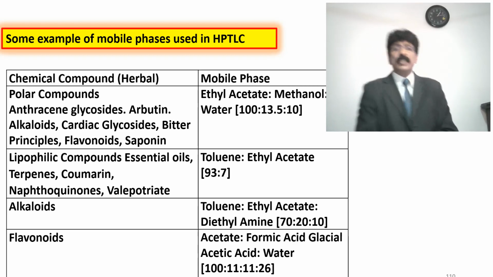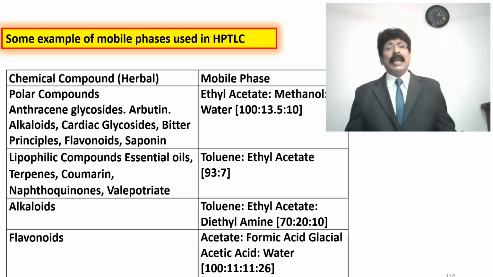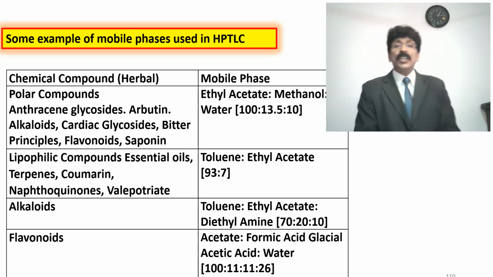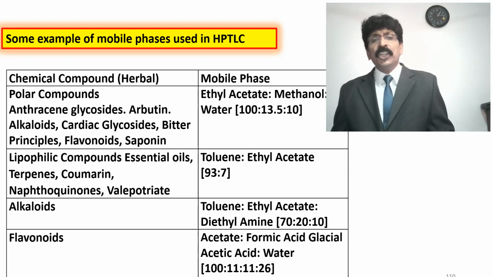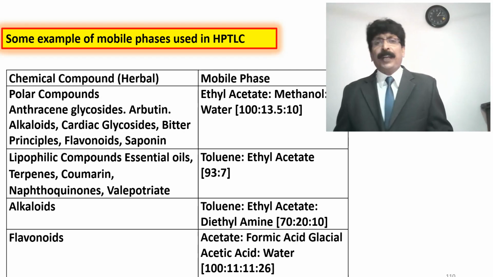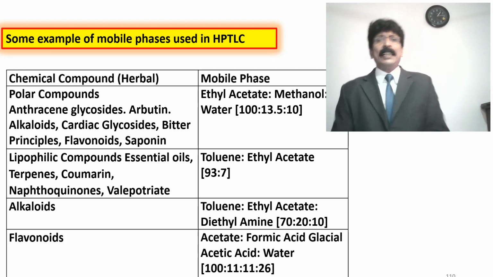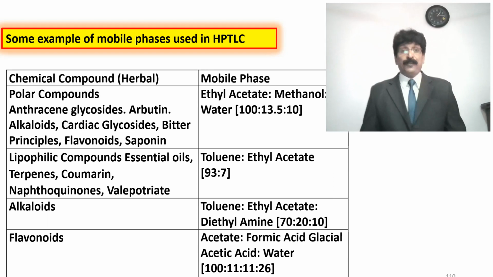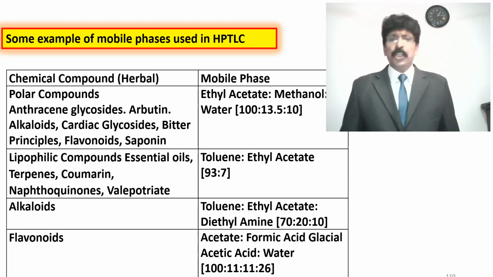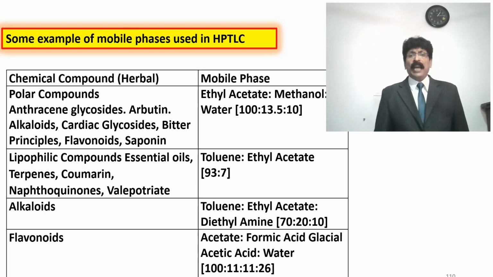Lipophilic compounds, essential oil, terpenes, coumarin, naphthoquinones, valproate. If you are interested in separating all these compounds by HPTLC, you can use the solvent system toluene, ethyl acetate in the ratio of 93 to 7. For alkaloids specifically, toluene to ethyl acetate to diethylamine in the ratio of 70 to 20 to 10.